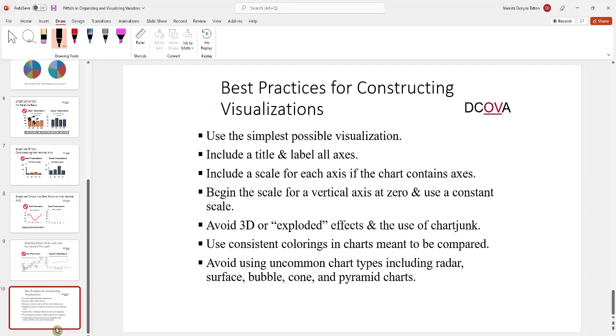So the best practices for constructing visualizations is to use the simplest possible visualization. Include a title and label all axes. Include a scale for each axis if the chart contains axes. Begin the scale for a vertical axis at 0 and use a constant scale. Avoid 3D or exploded effects and the use of chart junk. Use consistent colorings in charts meant to be compared. And avoid using uncommon chart types, including radar, surface, bubble, cone, and pyramid charts.